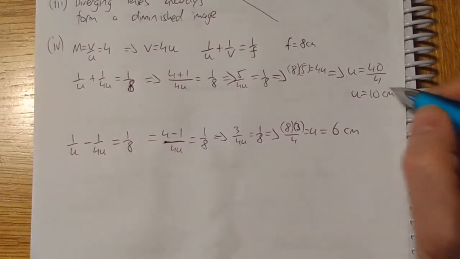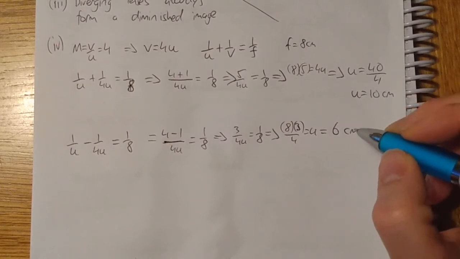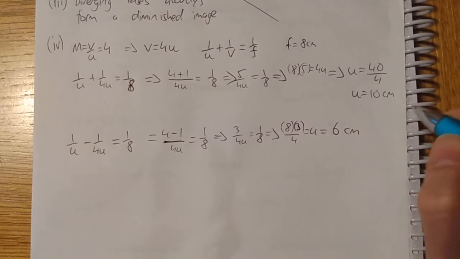So if you have an object that is 10 centimeters in front of the lens, you get 4 times magnification of a real image. If you have an object that is 6 centimeters in front of the lens, it's 4 times magnified, but it's a virtual image.